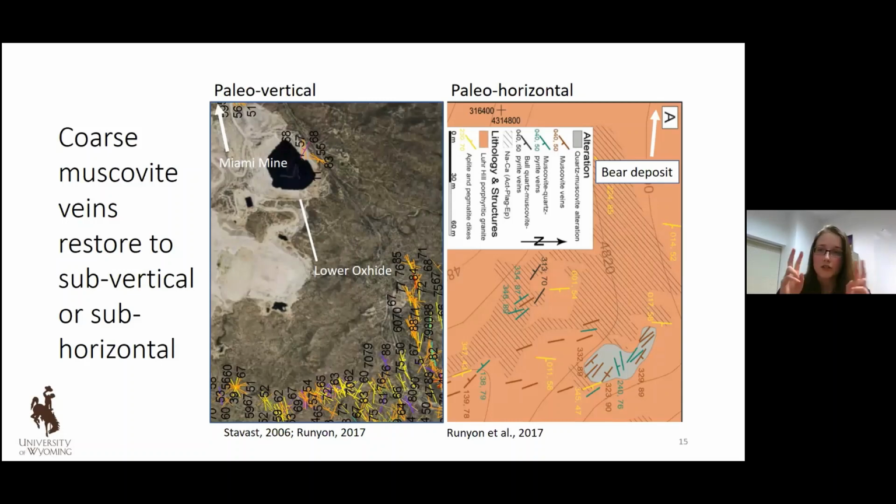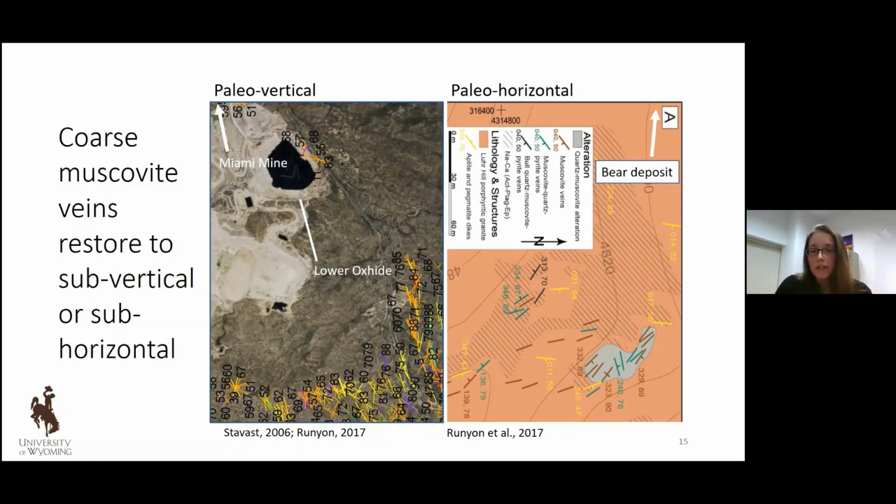These are all in what's considered the root zone. They're not themselves mineralized. But if you believe some of the structural reconstructions that have come out of here, these would essentially have been pointing vertically when they were originally emplaced. On the right is a map of the coarse muscovite veins from the Lur Hill area in Yarrington. Here we've oriented it such that north is to the right, so the interpreted restoration of the Bear deposit would be up to the top of this map. Here you can see the rough orientation would restore to basically sub-horizontal.